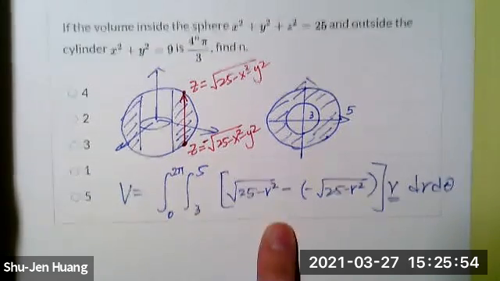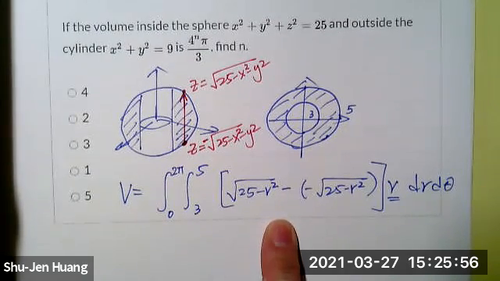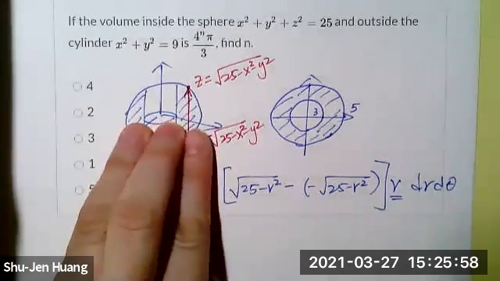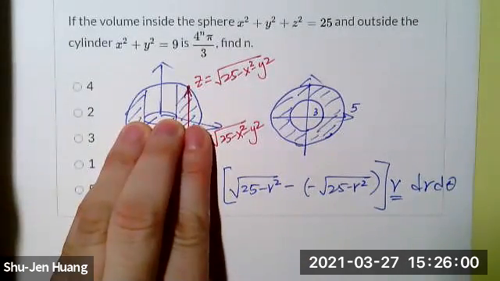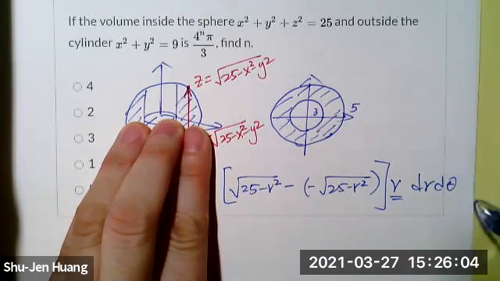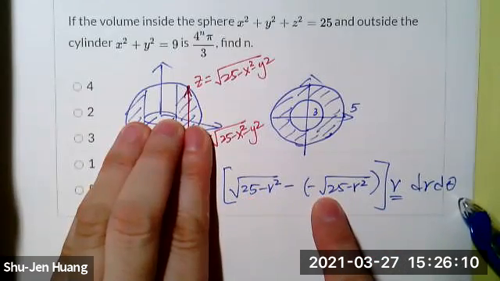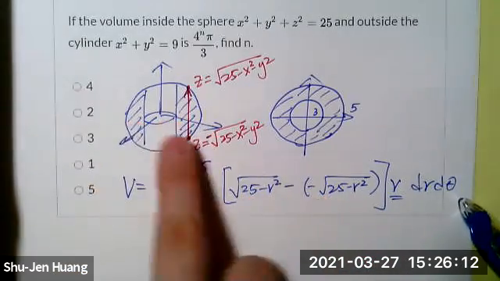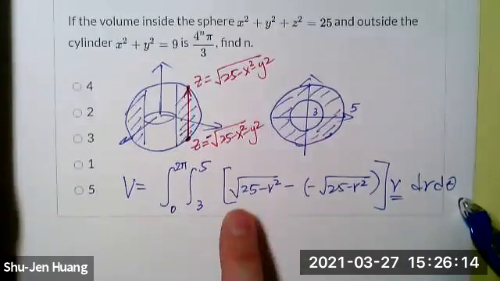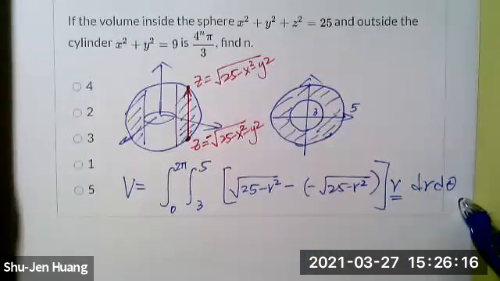And some of you probably will use the symmetry. You say, I just want to find the volume above the xy plane, and then multiply by 2. That also works. You can see, in fact, when you use the upper surface minus the lower surface, this is twice the square root. So if you want to use the symmetry, you can use 2 times the square root. And here I set up using the double integral.